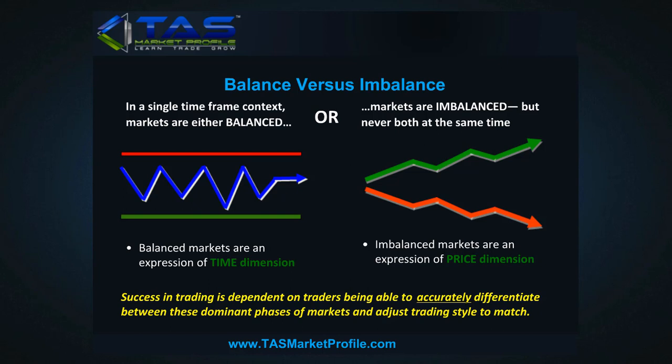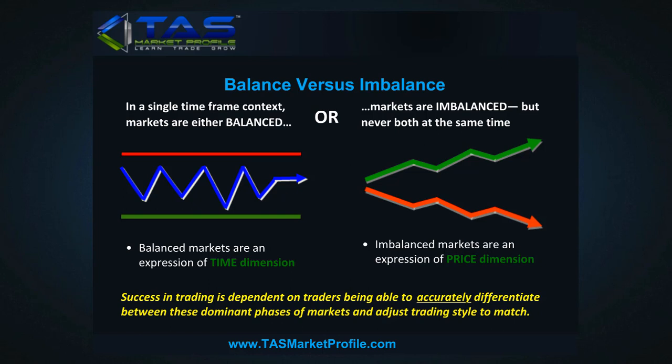the market is believed to be an expression of time dimension, meaning time is passing, but we're not making any progress, right? Sand is going through the hourglass, but the market is not going anywhere. In contrast to an imbalanced market, you'll see the chart on the right. You can't be in a balanced market and an imbalanced market at the same time, which is great. Because what we know about an imbalanced market is it's an expression of price dimension, meaning we're moving through price as time passes, but not solely just time alone without making progress either higher or lower.